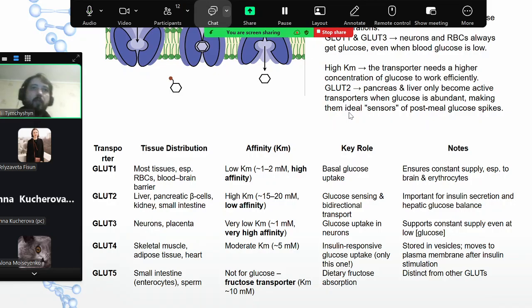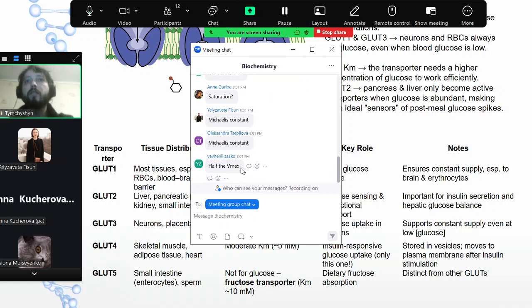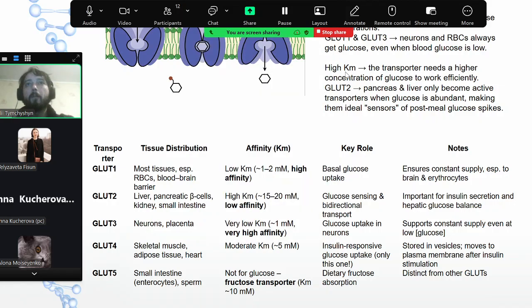Okay, so let's return to the previous lecture. What does it mean for some enzyme to have high Km or to have low Km? Half of the Vmax. Yes, absolutely correct. Let's put it another way: when the concentration of the substrate is equal to the Km, the velocity of the enzyme is half of the Vmax. That's, let's say, a more precise definition.